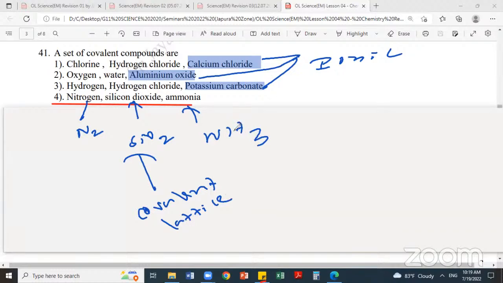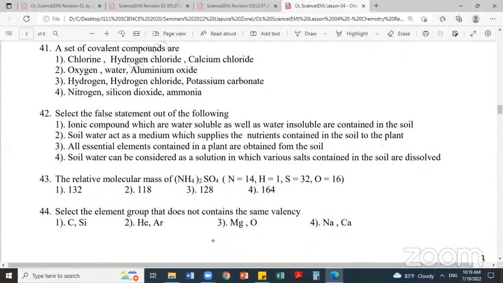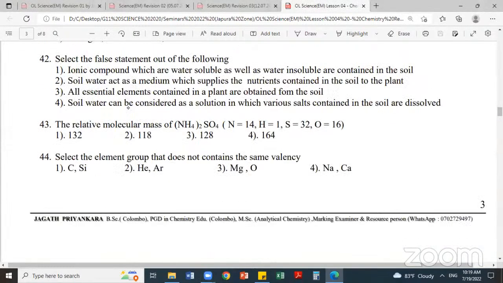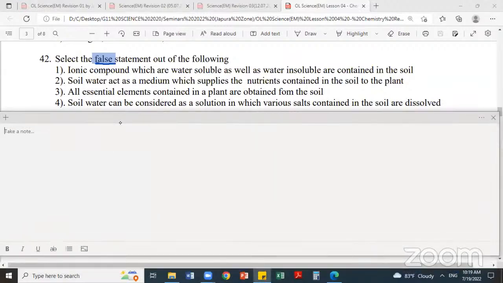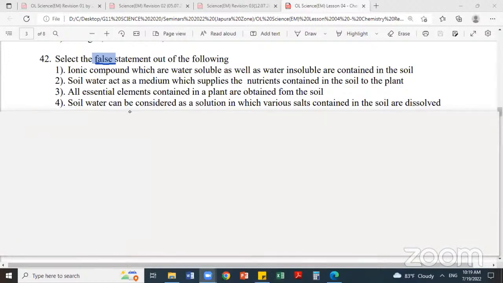Okay. Question number 42, we will complete up to 50 today. You can check how many are correct out of 50. Quickly complete the last 8. Select the false statement. Any volunteers? Which one is false out of these? This is an O/L past paper question as I remember, 1990s. Yes, that's a good question. Any volunteers? Question number 42, the answer?